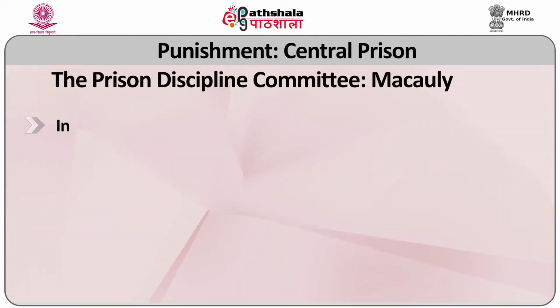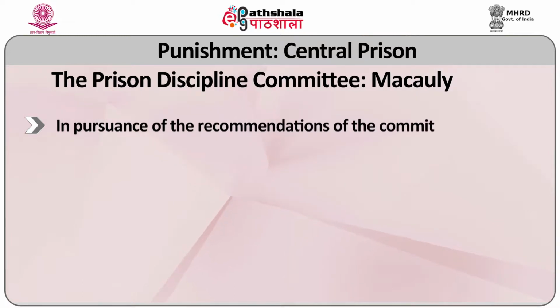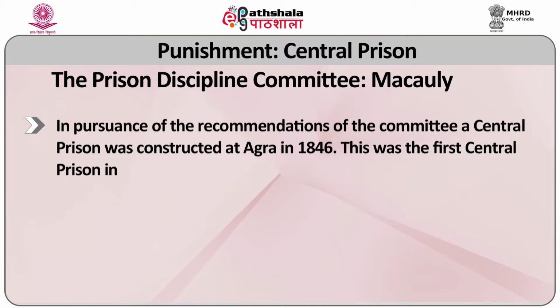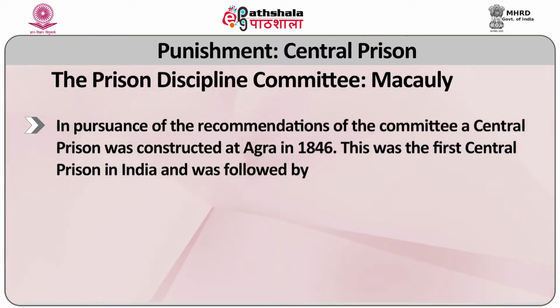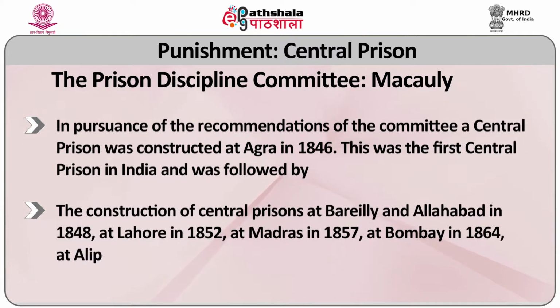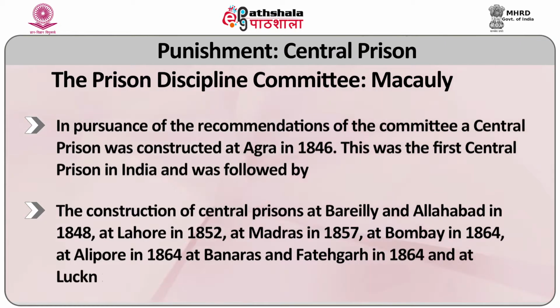In pursuance of the recommendations of the committee, a central prison was constructed at Agra in 1846. This was the first central prison in India and was followed by the construction of central prisons in Bareilly and Allahabad in 1848, at Lahore in 1852, at Madras in 1857, at Bombay in 1864, at Alipur in 1864, at Banaras and Fatehgarh in 1864 and at Lucknow in 1867.